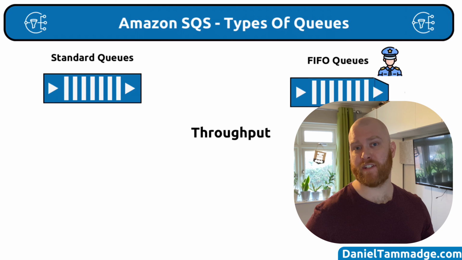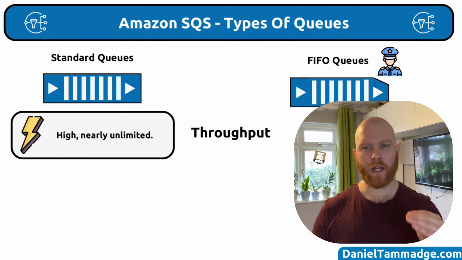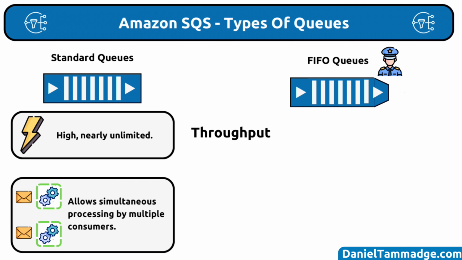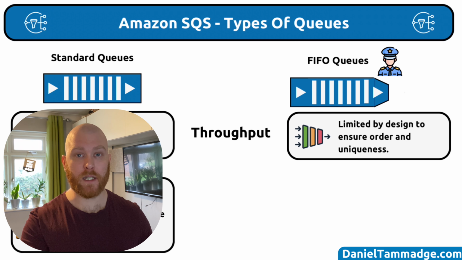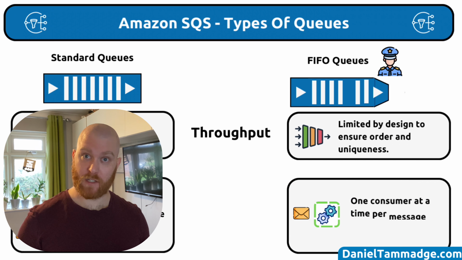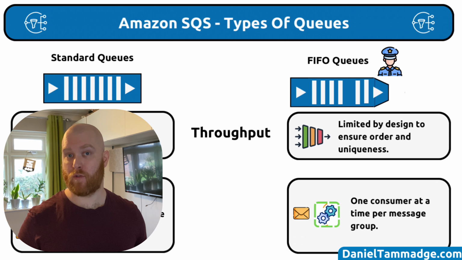The second difference is throughput. Standard queues provide a higher, near unlimited throughput compared to FIFO queues, while FIFO queues are designed to ensure the order and uniqueness of messages, which limits the rate at which messages are pulled and processed. However, SQS does provide message groups, which we will discuss later.